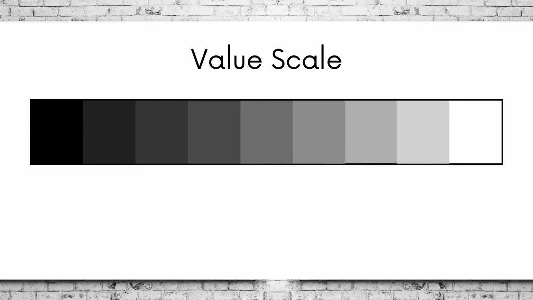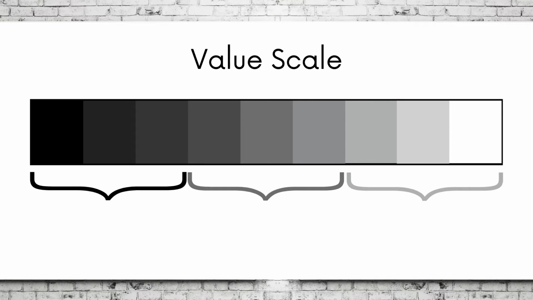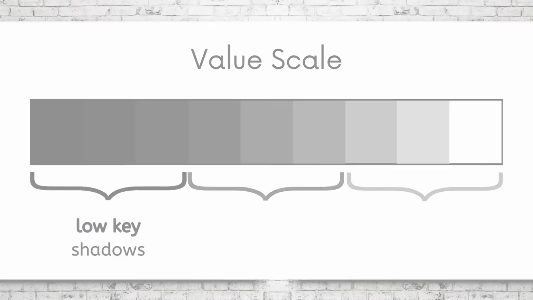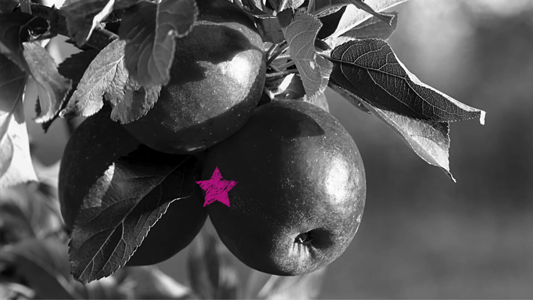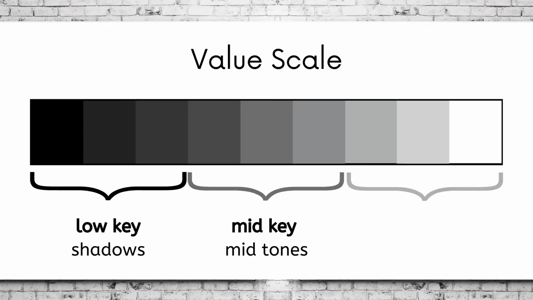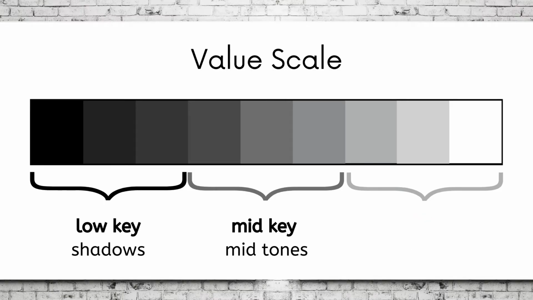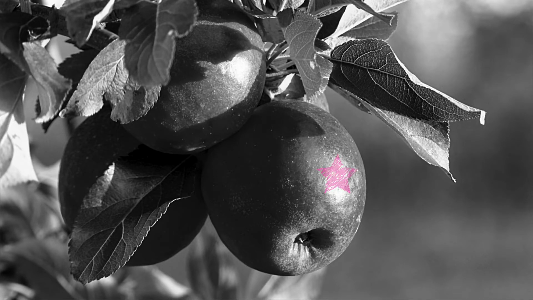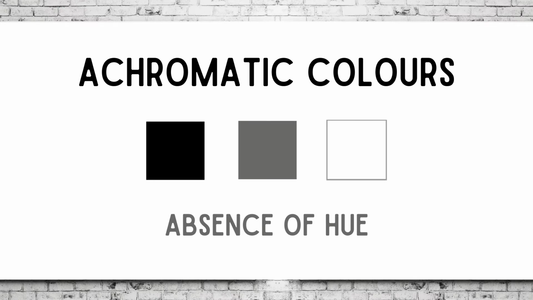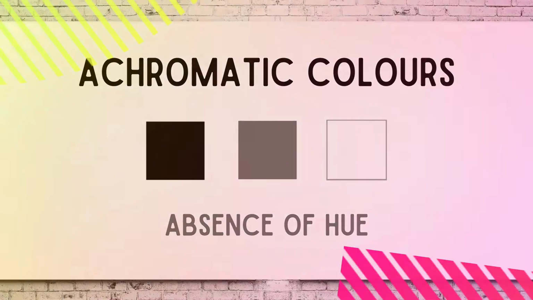The value scale can be separated into three parts. The darkest values are called the low-key values and can be used for shadows. Next are the mid-key or mid-tone values. The lightest values, which are called the high-key values, are mainly used for highlights or very light objects or parts of a composition. Black, gray, and white are achromatic colors. This means that there is an absence of hue.